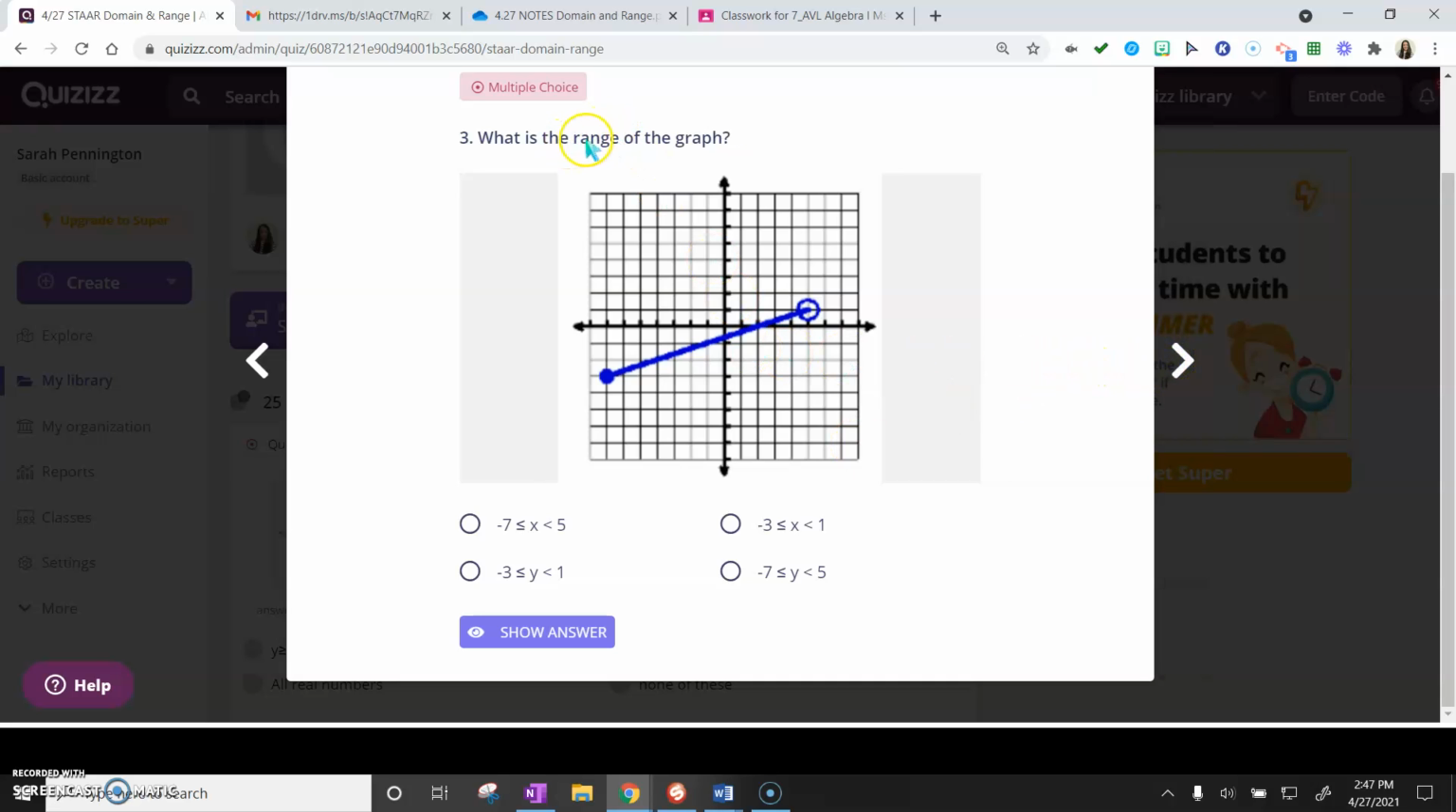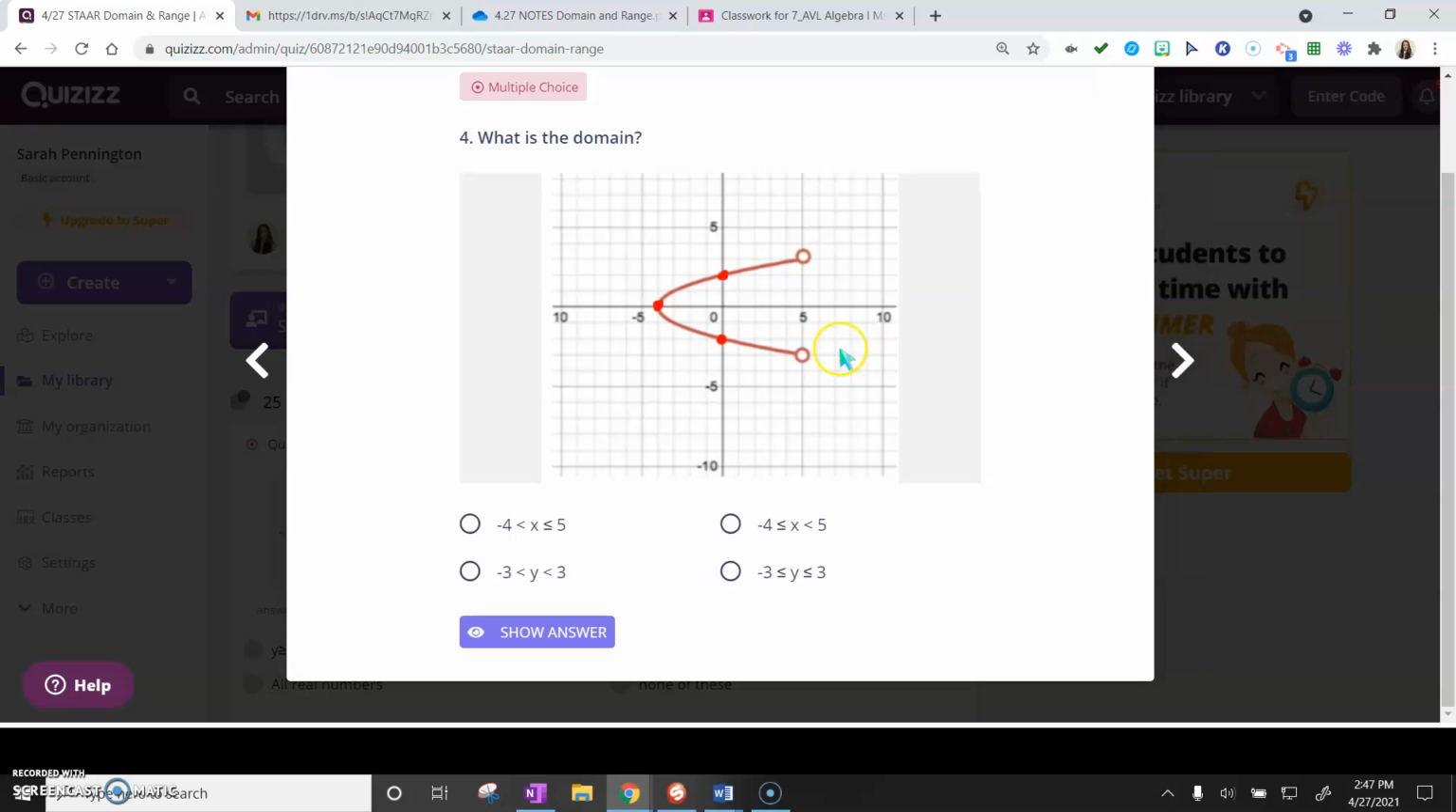It asked me for number 3 for the range, so how far do I go up and down? Remember, up and down are y values, so I know it's got to be one of those. Well, it goes from -3 to +1. Domain is the left and right, so x goes from -4 to +5.